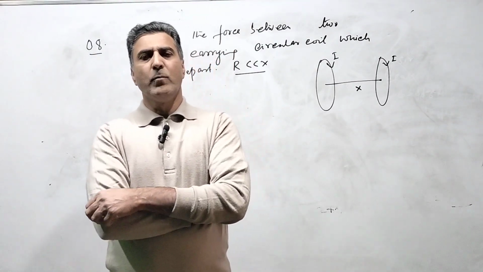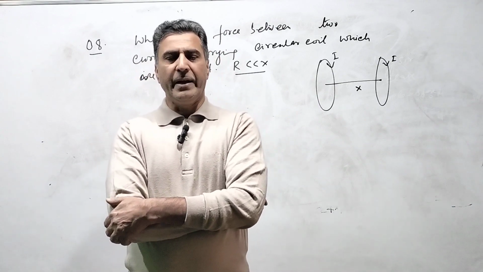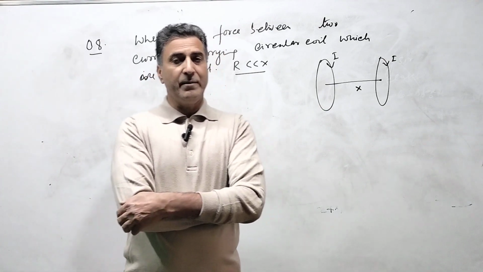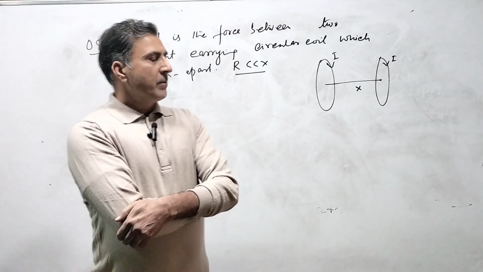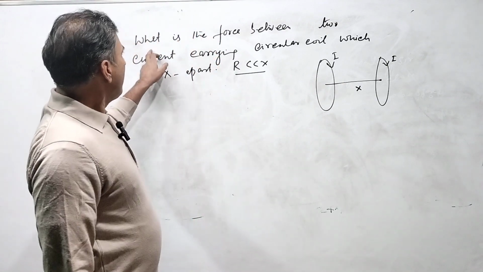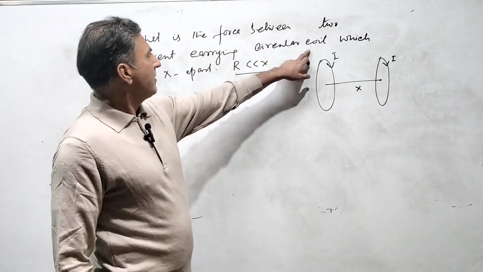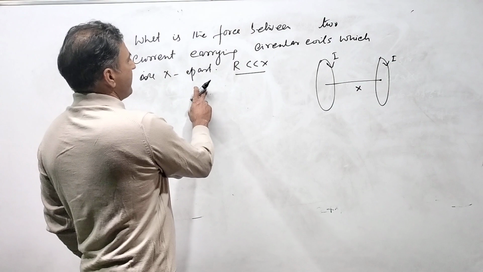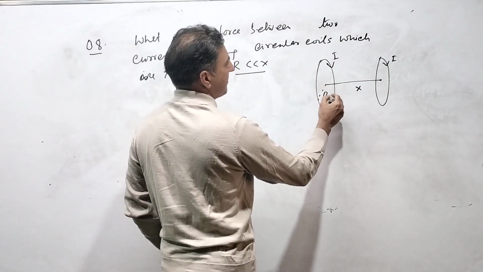Today I am discussing one more challenging problem. It is the 8th one, and now the challenging problems will be delivered every day online from Tantray physics classes. The problem is like this. What is the force between two current carrying circular coils which are x apart, or x is much greater than their radius, meaning their radius is very small?